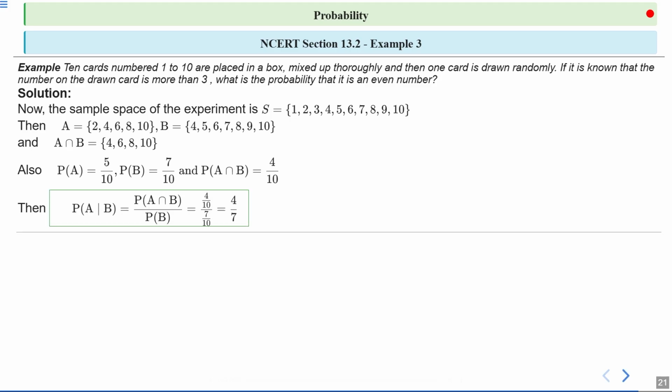Then probability of A upon B will be equal to probability of A intersection B upon probability of B, which is equal to 4 upon 10 upon 7 upon 10, which after simplification will be equal to 4 upon 7. Clear? So the correct answer of the given example is 4 upon 7, right? Got it?